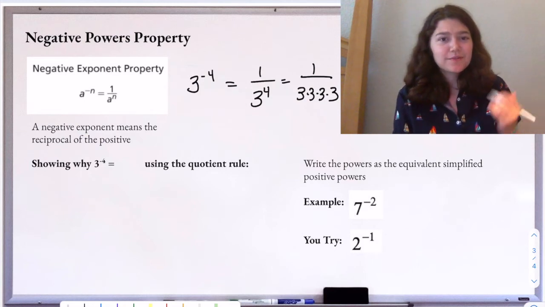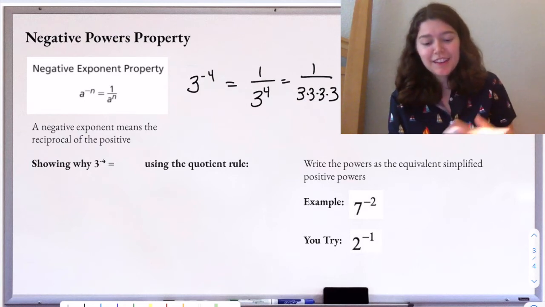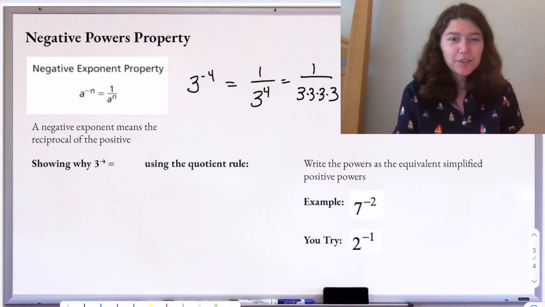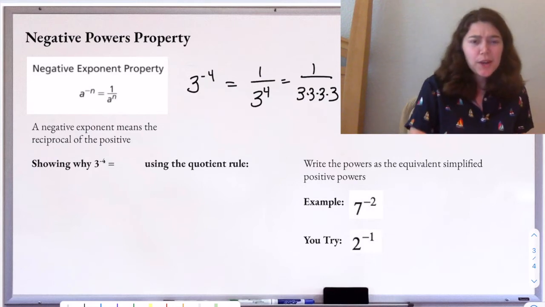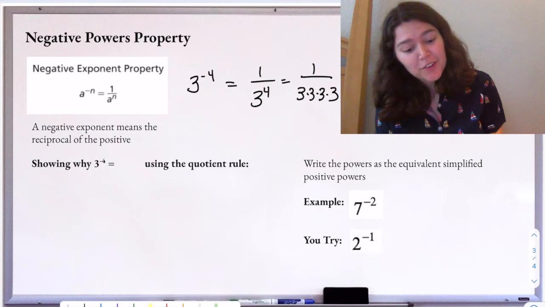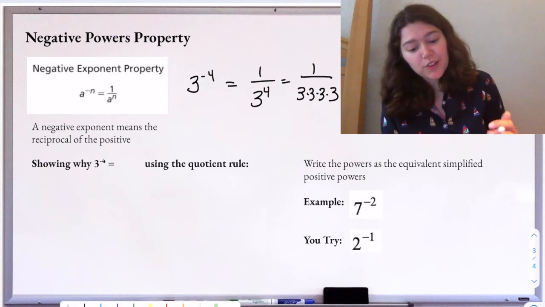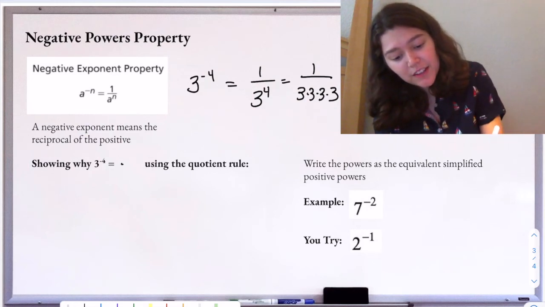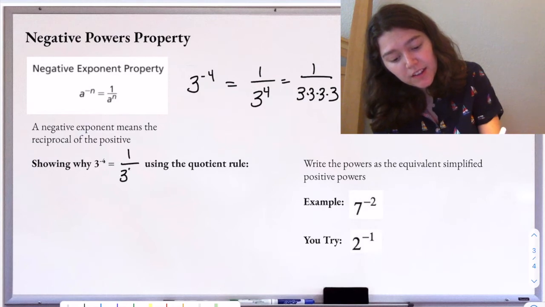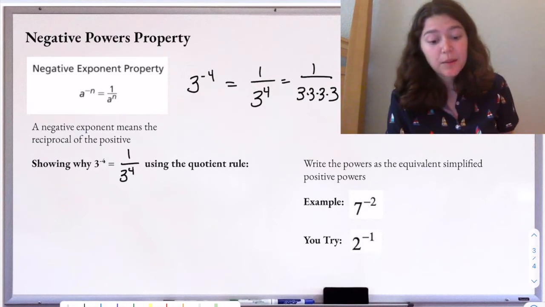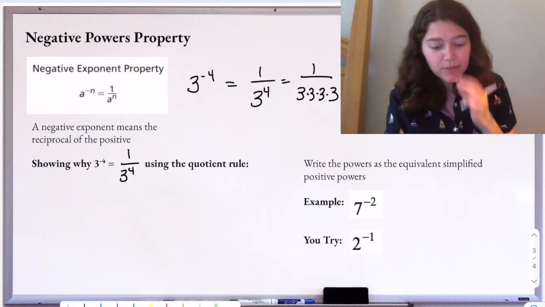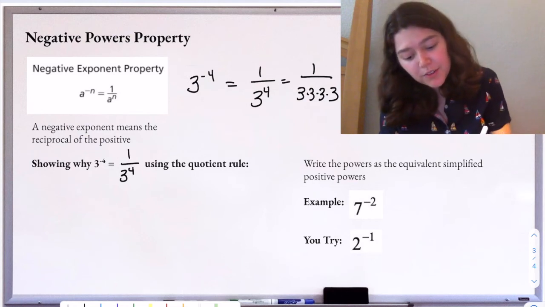Okay, so where is this coming from? The negative exponent means the reciprocal of the positive exponent. What? Okay, well, let's see. So we're again going to use the quotient rule. So let's show why 3 to the power of negative 4 is equal to 1 divided by 3 to the power of positive 4.